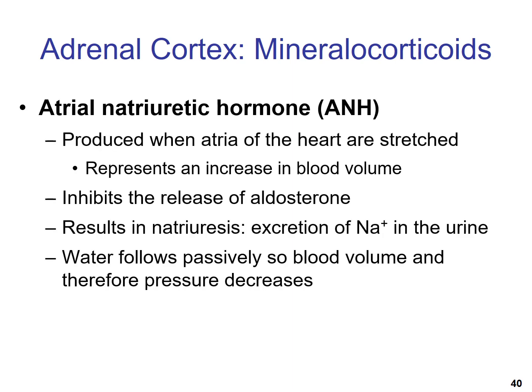So atrial natriuretic hormone is produced when the atria of the heart are stretched. So there's actually release of a hormone by the heart. And the reason why it's being mentioned here in this context with the adrenal cortex is that atrial natriuretic hormone opposes the action of aldosterone. It'll inhibit the release of aldosterone. This will result in natriuresis, which is the excretion of sodium in the urine. So if you pass more sodium in your urine, then water will follow it, and that means that you'll release more water, so blood volume and blood pressure will decrease. So aldosterone can be a response to low blood pressure. Atrial natriuretic hormone can be a response to high blood pressure.